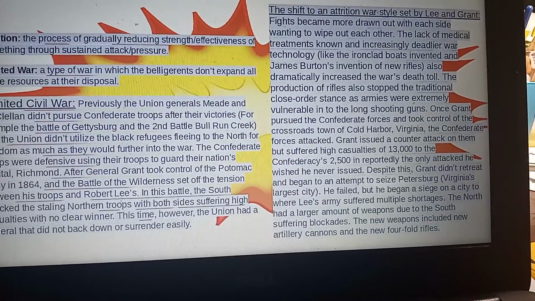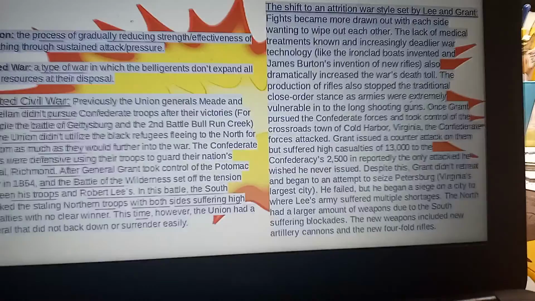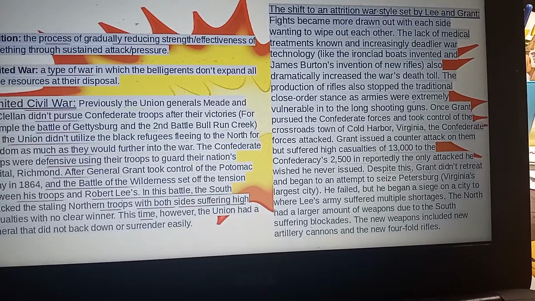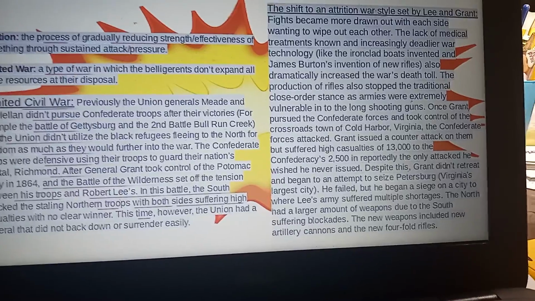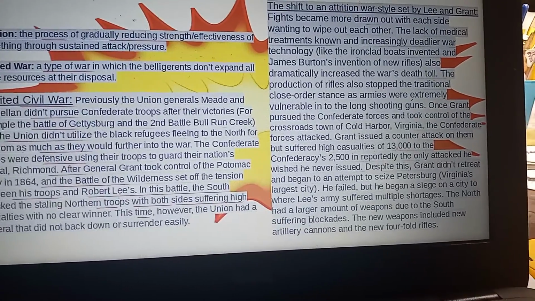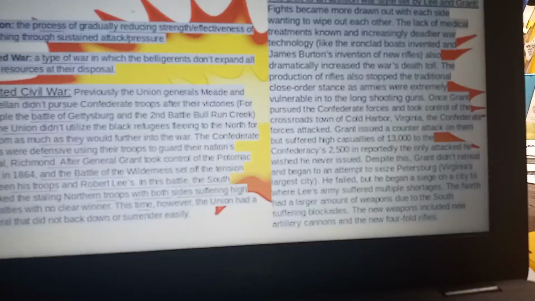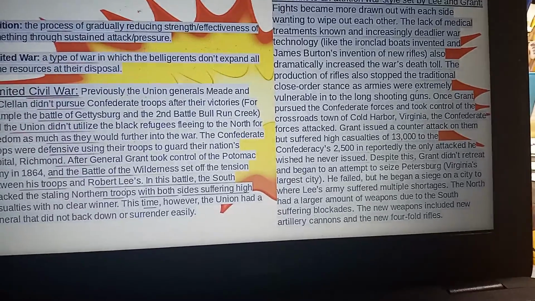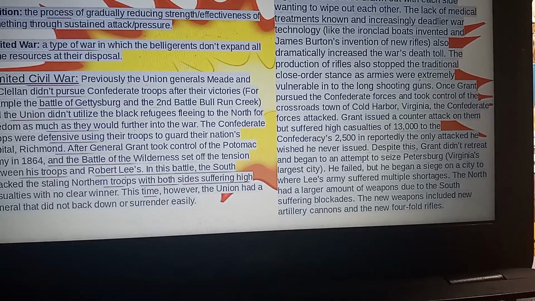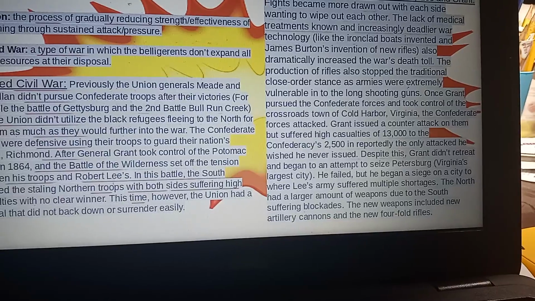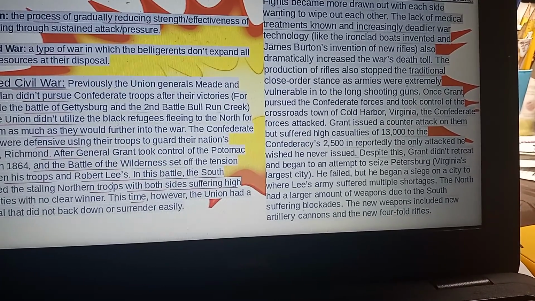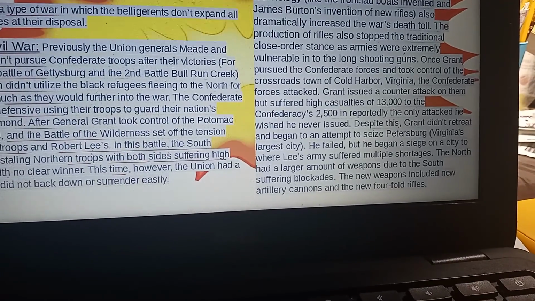So here are some examples. The lack of medical treatment made the war deadlier, as did the technology of the ironclad. The production of the rifle also stopped the traditional close order stance, as armies were extremely vulnerable to the long shooting guns. Once Grant pursued the Confederate forces, he issued a counterattack on them, but suffered high casualties of 13,000 to the Confederacy's 2,500 in reports.